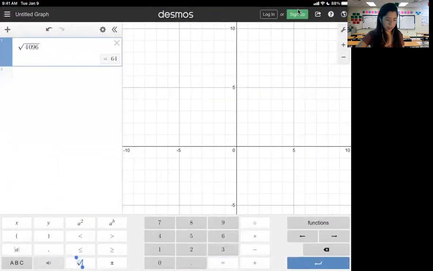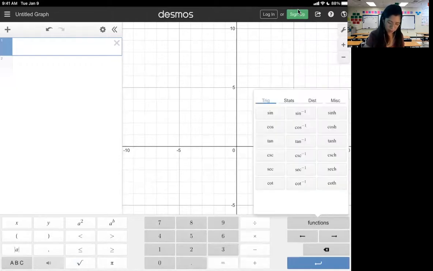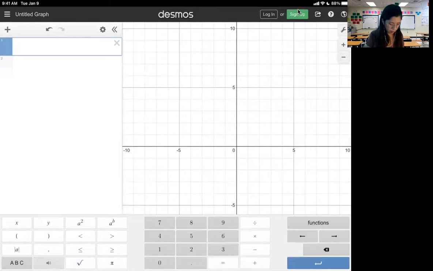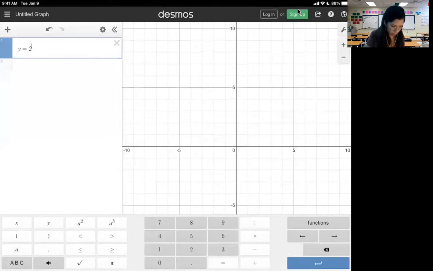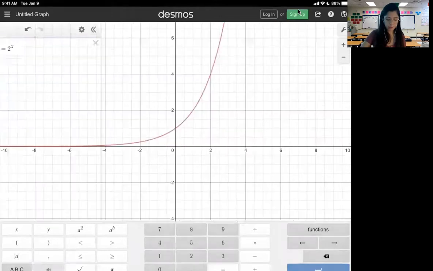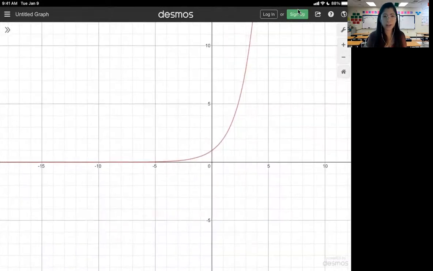So I have this graph here. I'm actually going to put the same function into this graph. So give me 1 second to do that. So it's 2 to the power of x. Okay, here I have it. It's the same exact graph, 2 to the power of x.